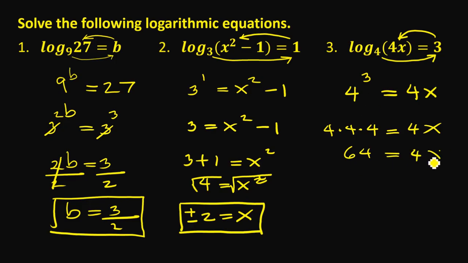64 equals 4x. And then divide both sides by 4 to solve for x. So 64 divided by 4 is equal to 16. Therefore, the value of x is equal to 16.